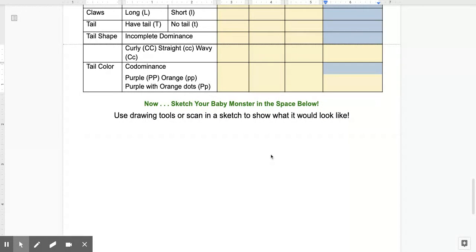Then you look at all the phenotypes and you draw your baby monster. I know a lot of you like to use Canvas. I've seen a lot of you do amazing things on Canvas, so feel free to exhibit those tools that you have in your toolbox. Or when in doubt, you can always draw it on paper and then use CamScanner to scan it.